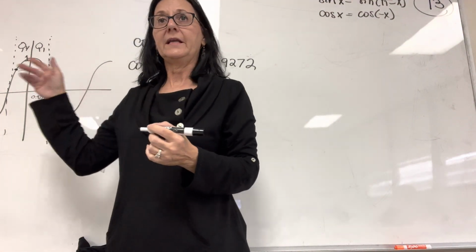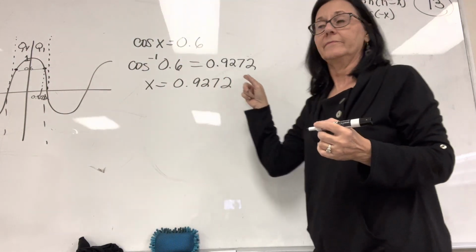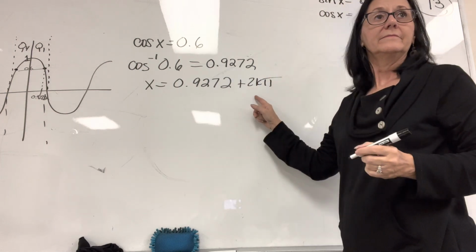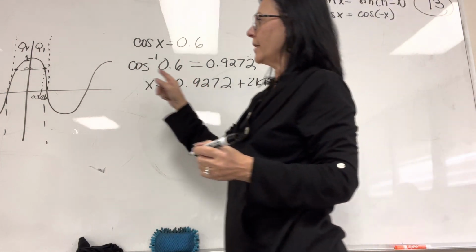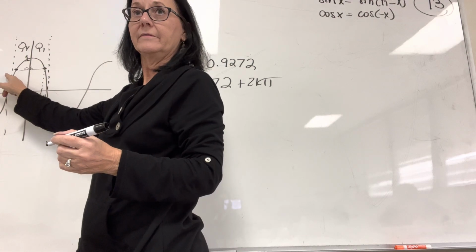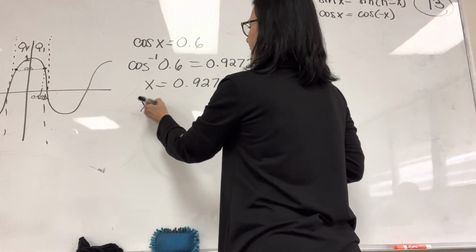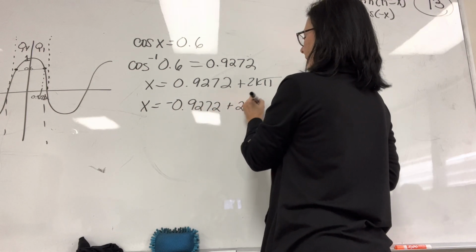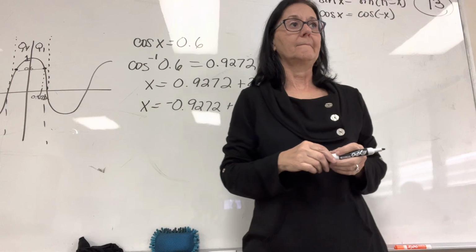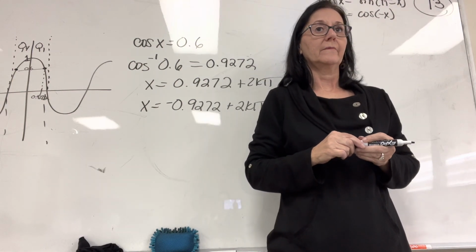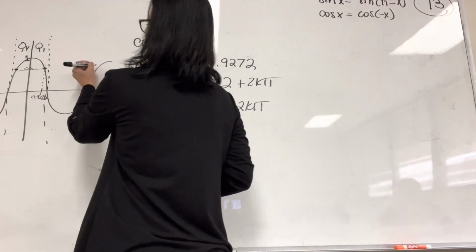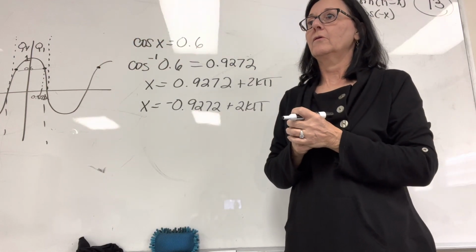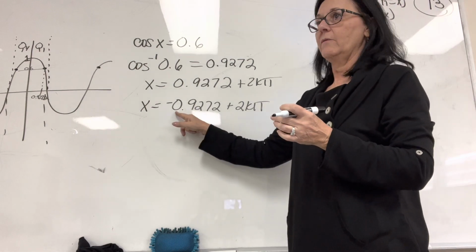But it repeats. This is going to repeat every 2k pi, right? But there's another one, and it's the negative. So x can also equal the negative of that plus 2k pi, because our calculator's never going to give it to us over here. Couldn't k just be a negative number? Right, but it won't give me the same one.